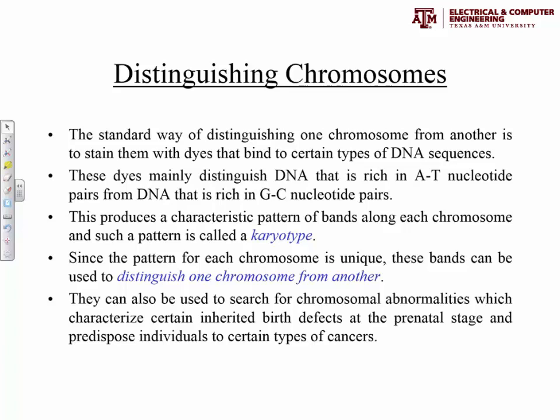Moreover, they can be used to search for chromosomal abnormalities which characterize certain inherited birth defects at the prenatal stage and predispose individuals to certain types of cancers. And they do this with a test called amniocentesis. Before a kid is born, they take out some amniotic fluid. In that, they will get the cells, and they can break up the cells and look at the shape of the chromosomes by labeling these different chromosomes. If these chromosomes look different, then there is trouble, because that kid will probably develop abnormalities.